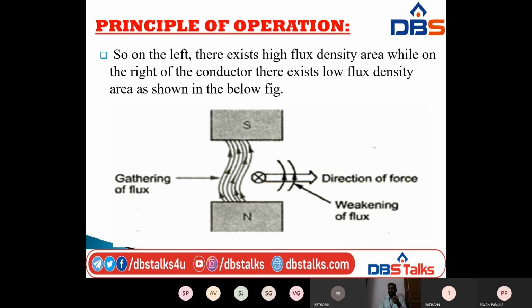If you see this diagram, the direction of force is like this. The circle with the cross mark is the current carrying conductor, and it experiences a force in this direction. One side has weakening of flux and the other has strengthening of flux. On the left-hand side we have strengthening of flux, because the fluxes are gathering. On the right side the fluxes are cancelling each other, so we have weakening of flux.